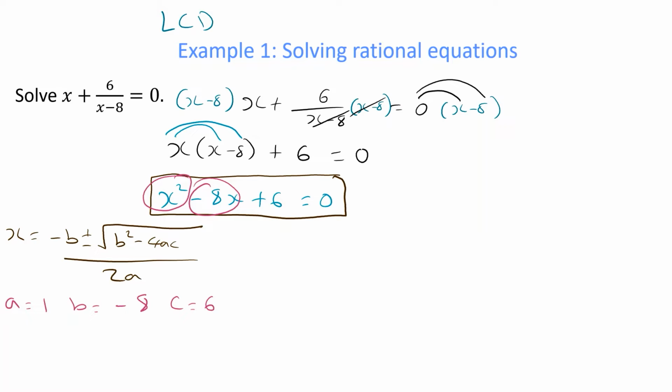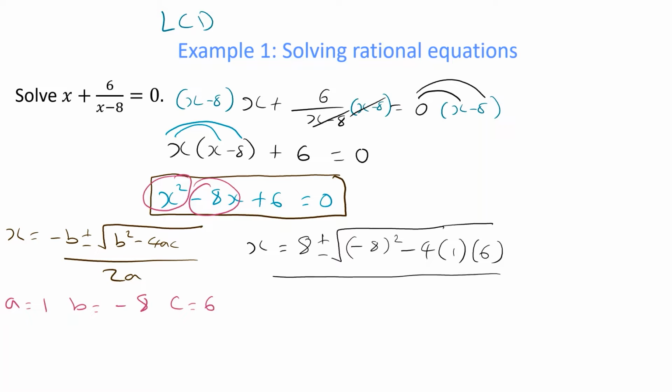And our c is going to be 6. So now that we have our a, b and c, we can put these into our formula. So x = minus, and our b is -8. Instead of writing minus minus 8, we will write this as 8. We've got plus or minus the root of b squared, which is (-8) squared, minus 4 multiplied by a, which is 1, multiplied by c, which is 6, over 2 multiplied by 1.